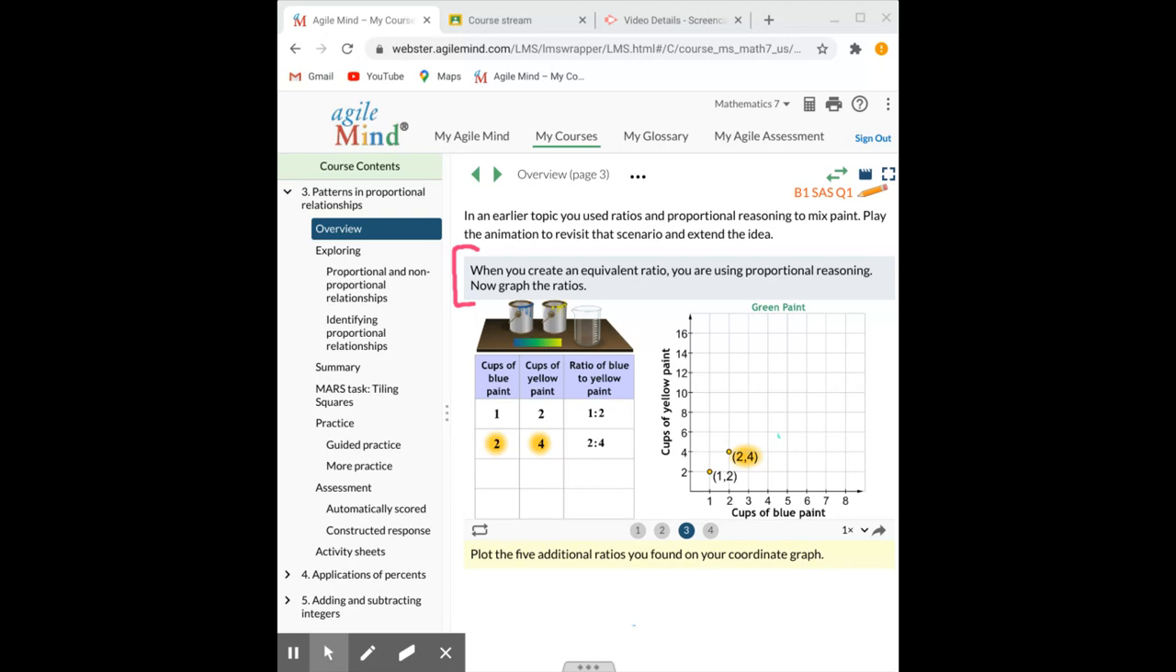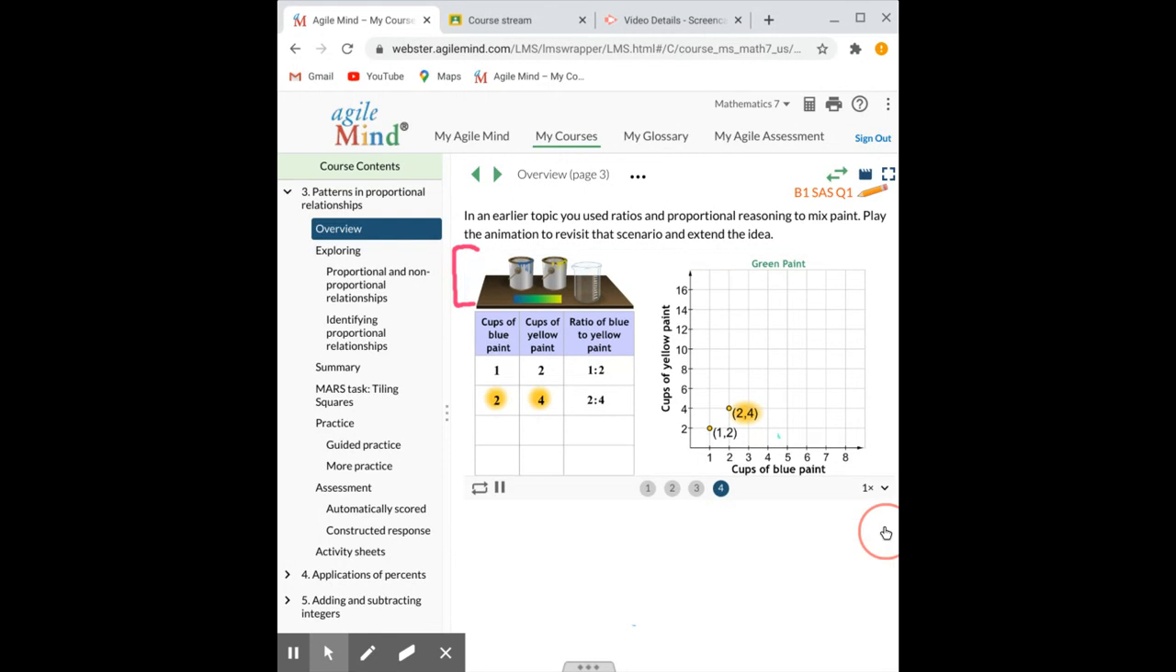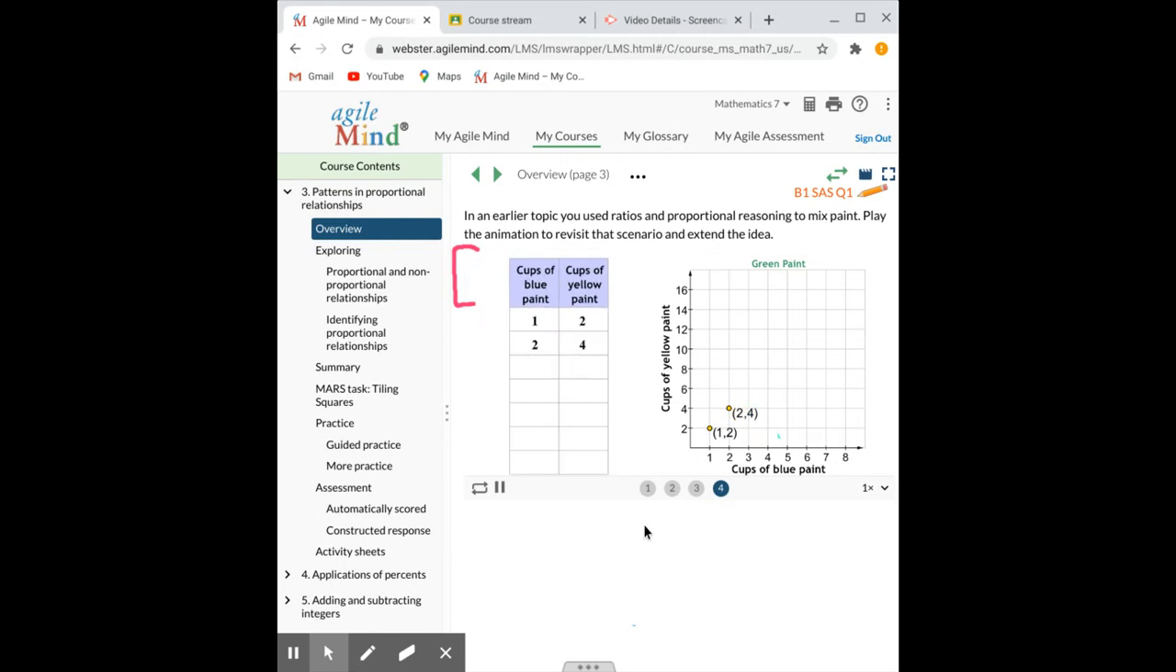All right, so tell me this. Devin, how are you able to find out each one? You multiply your first number by 2. Correct. Whatever the number of cups of blue is, you multiply by 2 to figure out the cups of yellow. And so remember, this is number 1 in your workbook on page 63.